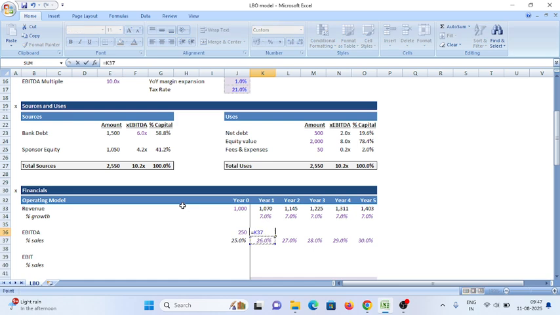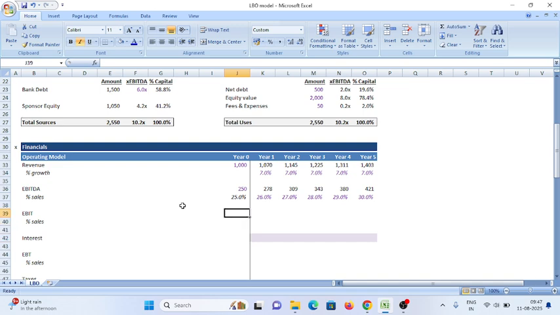Then calculate EBITDA. Anchor this because we're going to use this formula everywhere. Next, we have EBIT. EBIT is nothing but EBITDA minus depreciation and amortization.